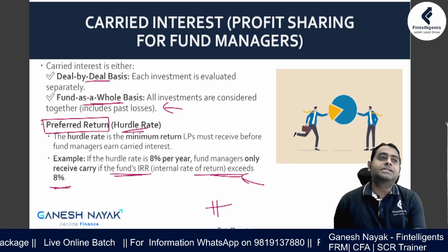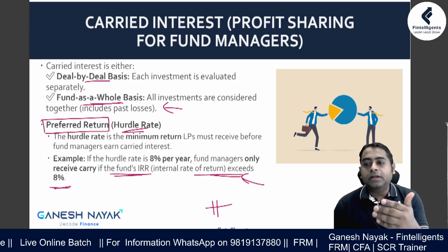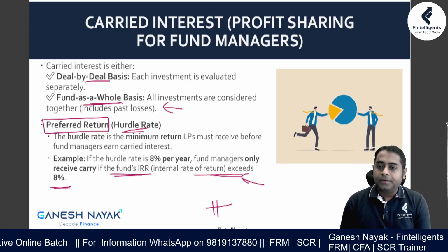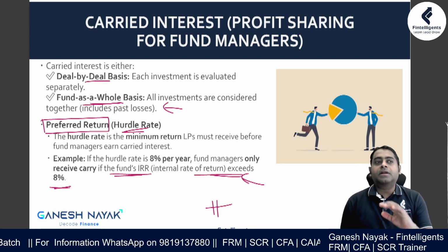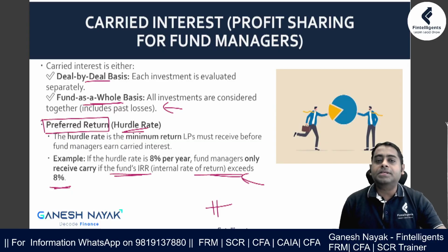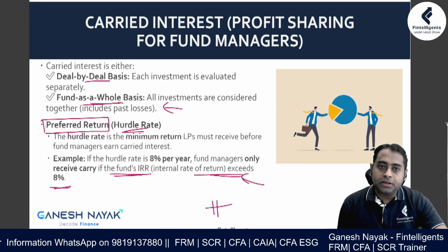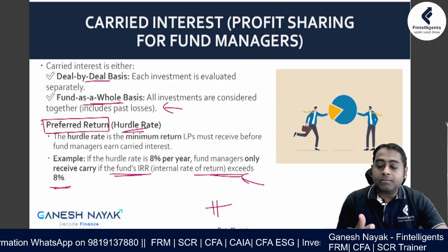How is the hurdle rate decided? This is decided by negotiation between the GP and the LP. Because the LP would always want a hurdle rate which is going to give them the minimum compensation that ideally they should be earning in the market as per the current market trend.